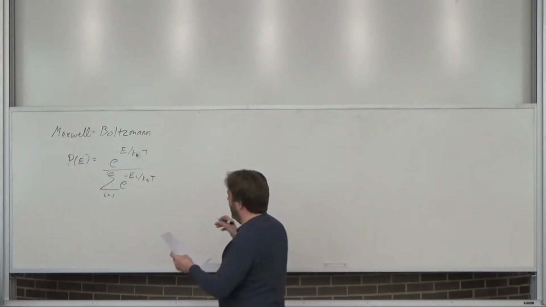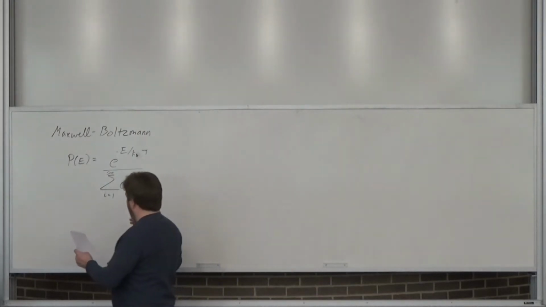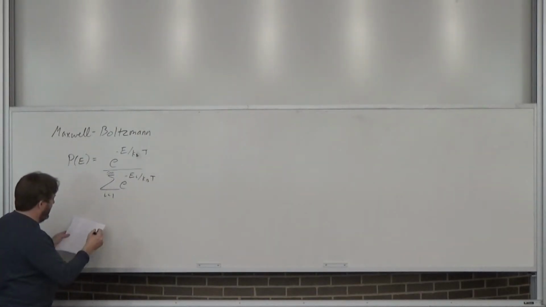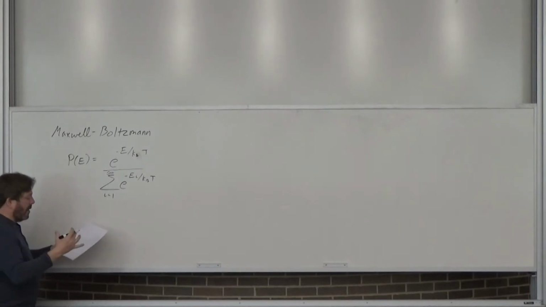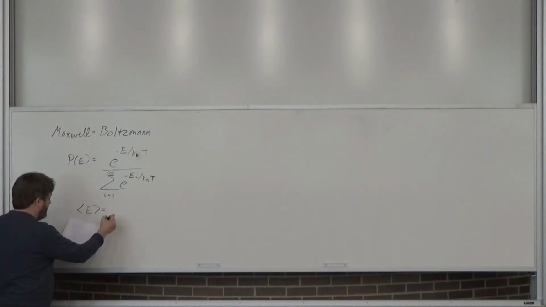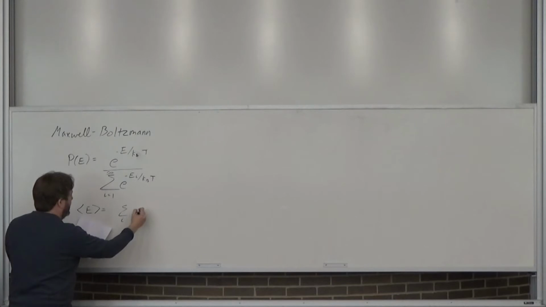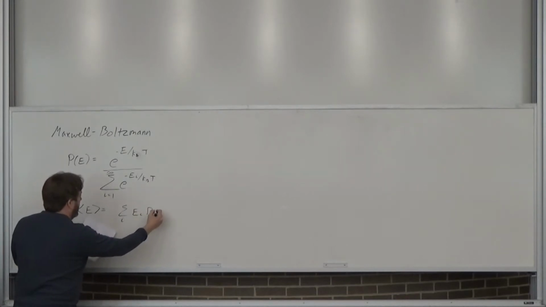Now again, before I get to Maxwell-Boltzmann, let me just focus on Boltzmann. And what do you do with probability distributions, probability densities, different words for the same thing? You can calculate averages, which would be the sum over all states of the energy times the probability of observing that energy.